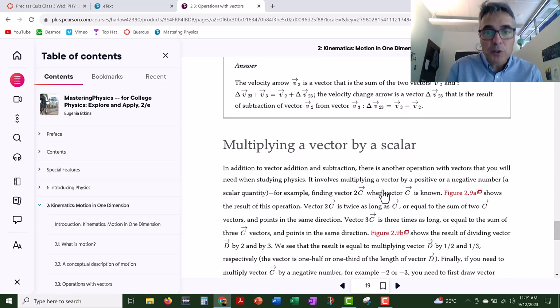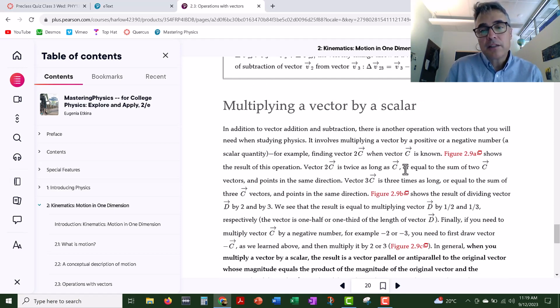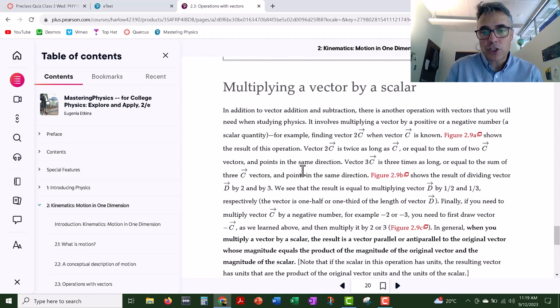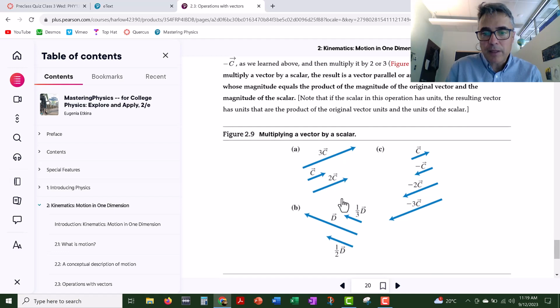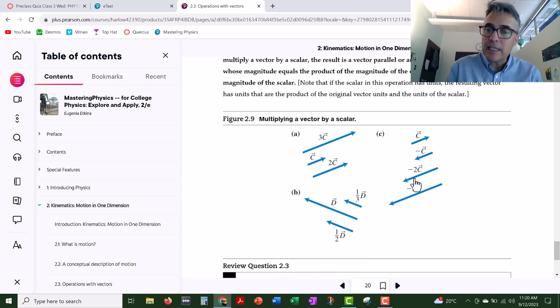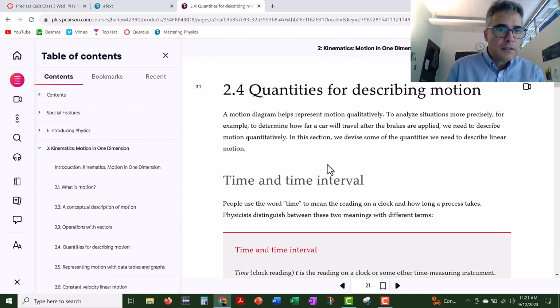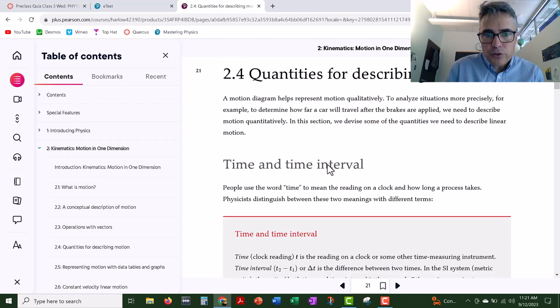Then there's also multiplying a vector. You can multiply a vector times a scalar, which is just a regular number. So 2c is just twice as long as c, but in the same direction. And if you multiply it by a fraction, it's the same. d times a third is the same direction, but a third the length of d. And if you multiply a vector by a negative number, you first reverse the direction and then change the magnitude by that factor.